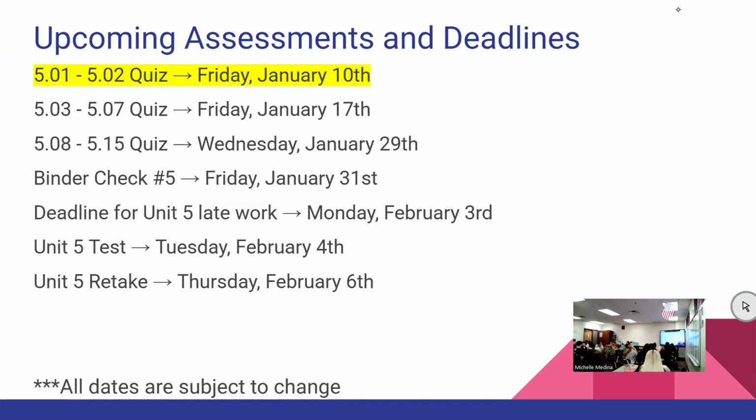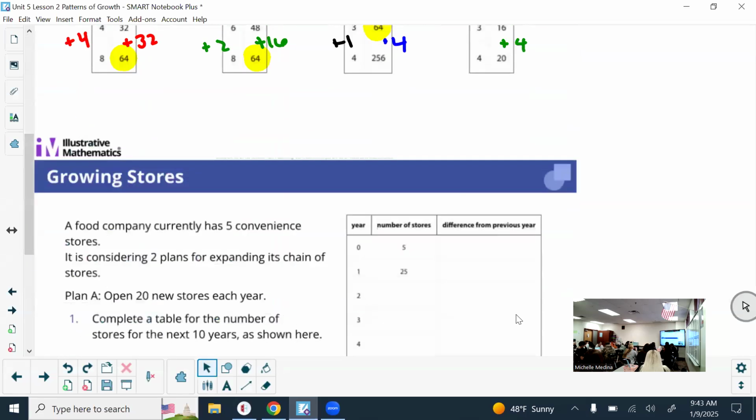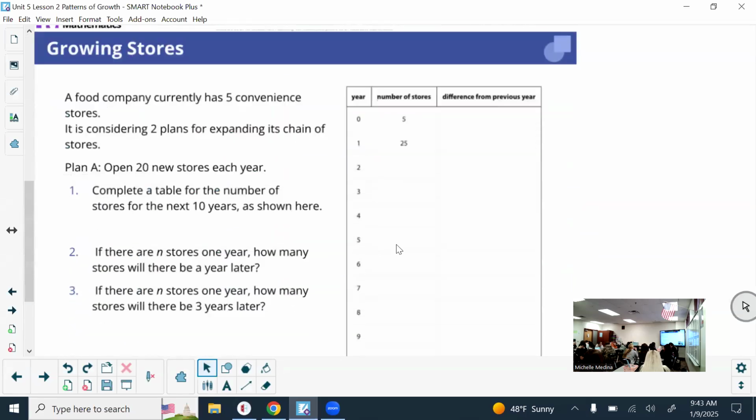Back to the lesson though. All right, so first thing that is printed on your paper is this activity. A food company currently has 5 convenience stores. It's considering 2 plans for expanding its chain of stores. Plan A is to open 20 new stores each year. You're going to complete the table for the number of stores for the next 10 years as shown. And then you'll answer: if there are N stores 1 year, how many stores will it be a year later? And if there are N stores 1 year, how many will it be 3 years later?